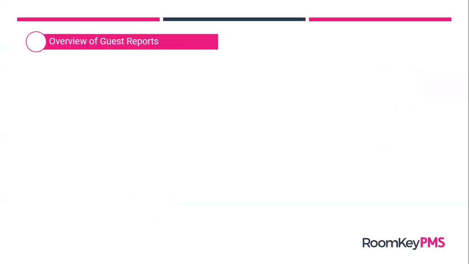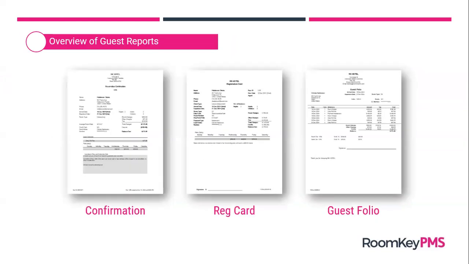Now let's dive right into our very first topic. Let's take a look at an overview of the different guest reports available inside Roomkey. Three common reports that we'll be talking about today are the confirmation letter that is sent out when a guest makes a booking and you confirm with them their booking details.